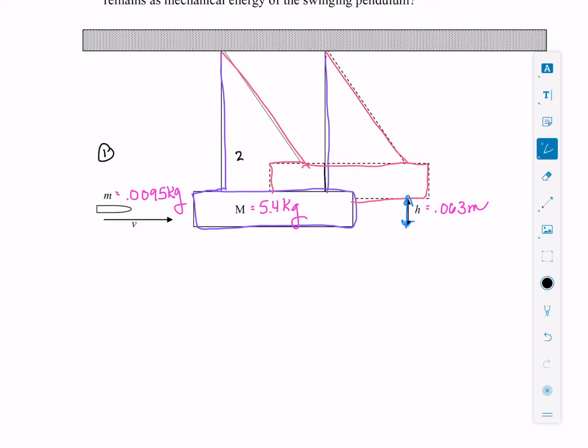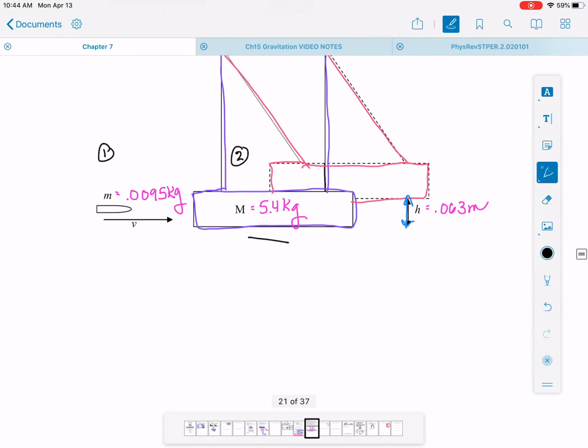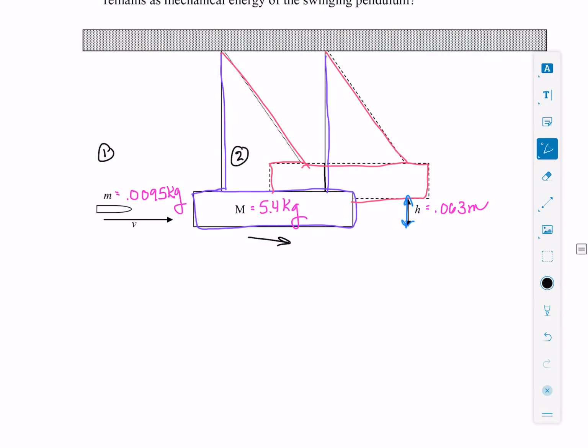Then we have the bullet and the block after the collision before it gets to its height. Then we have the bullet and the block at max height. So bullet moving, block at rest; bullet and block moving together at some speed; and then bullet and block at max height. What we can do is use conservation of energy between points 2 and 3 to figure out the speed of the bullet and the block. We'll call that V prime.